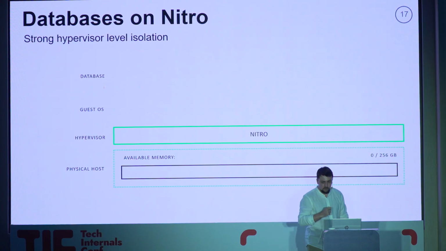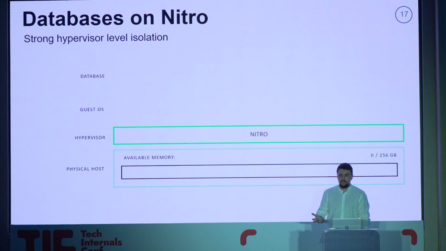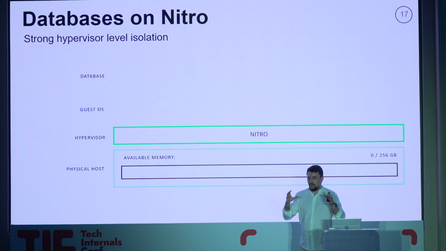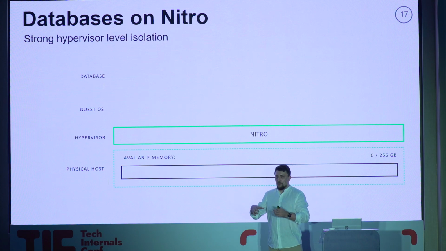But in AWS, we use Nitro. Maybe if you're familiar with AWS, you have heard about Nitro. Nitro is custom hardware plus software, which we use to virtualize our virtual machines.